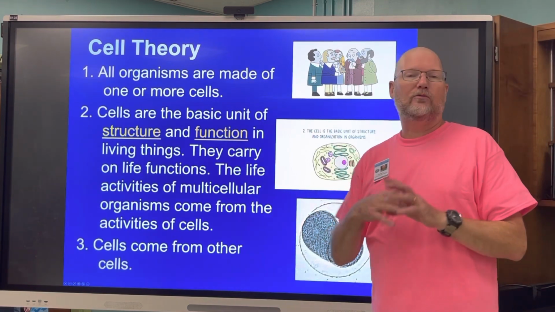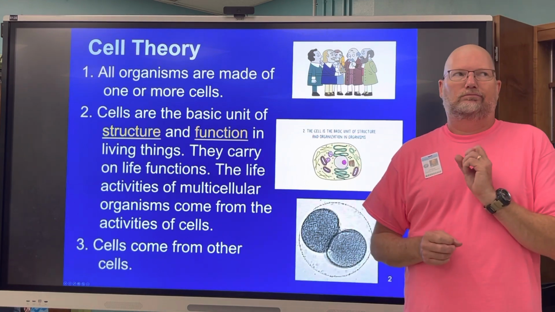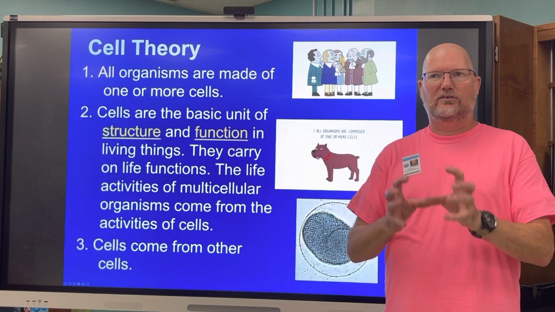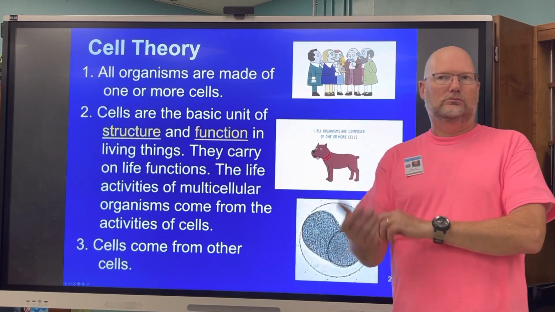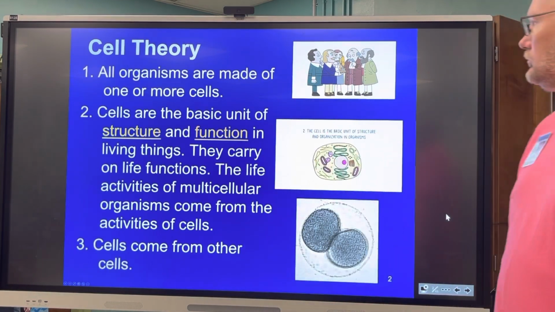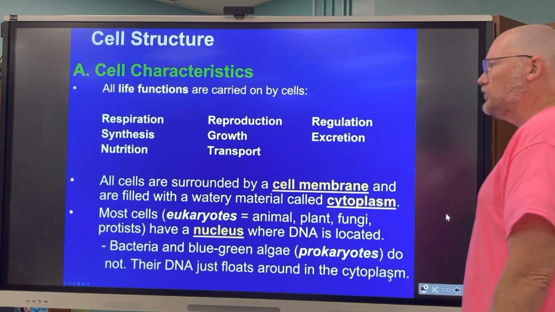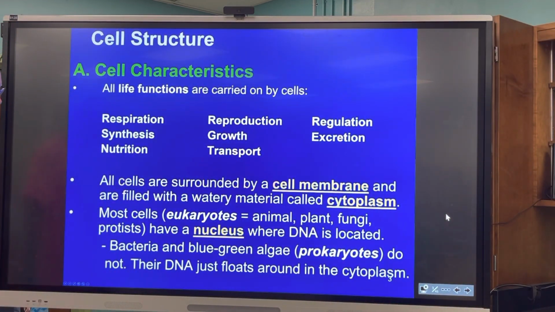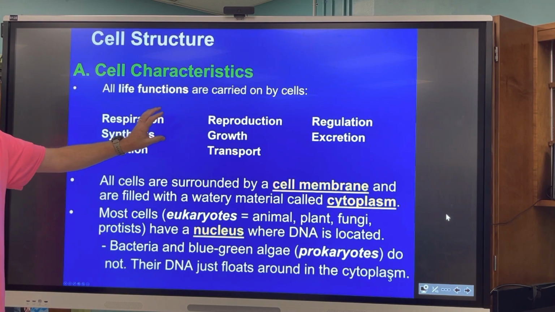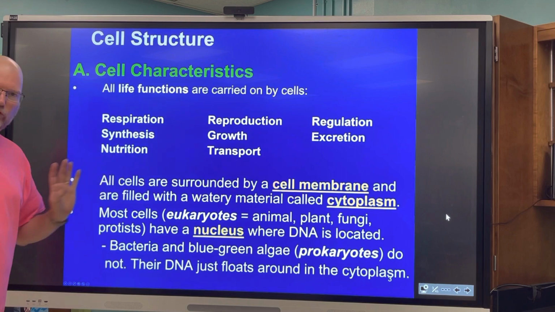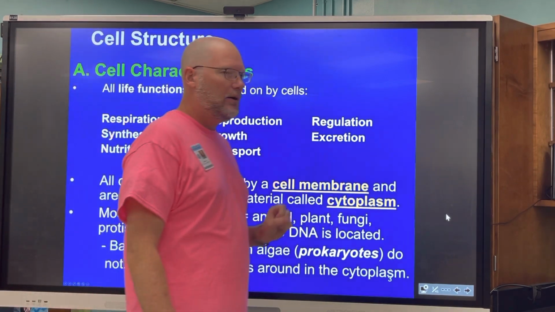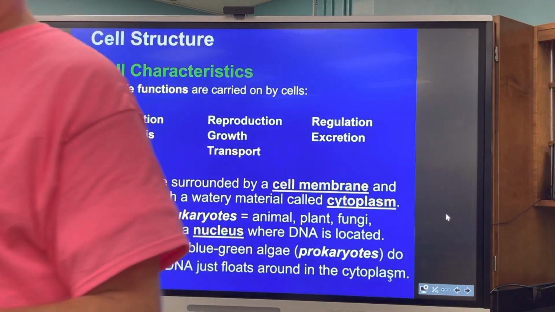And then cells come from other cells. A cell just can't appear out of nowhere. A cell has to come from another cell. Cell structure. So you have to write these down in your notes on slide 3. These are the life functions, among others that we don't have to know about, but these are the life functions that are carried on by cells, okay?